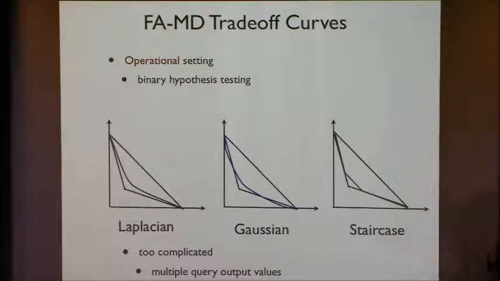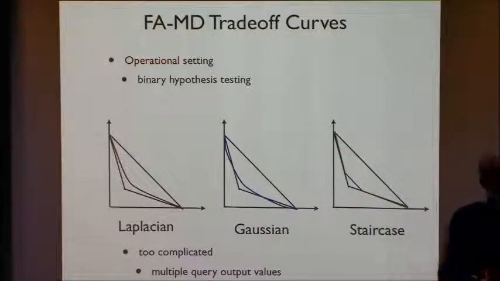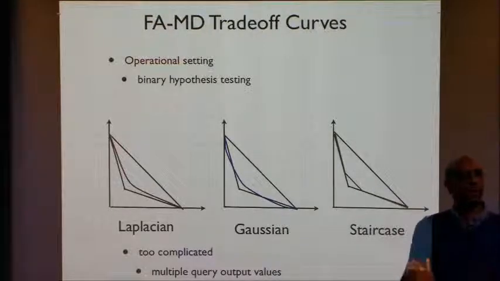Can you make it exactly go along the triangle? Yeah, okay, so that's our next slide. Ideally, you want it to go exactly along the triangle. If you do that, then your mechanism is somehow doing just the right thing.